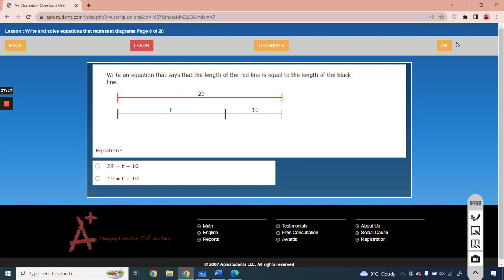Write an equation that says the length of the red line is equal to the length of the black line. So which option is the correct one? 29 equals D plus 10. Got it? So option number 1 is the correct option. Just select the correct option and click on the OK button.